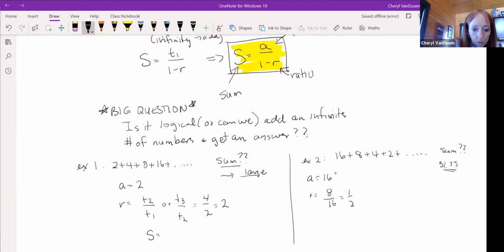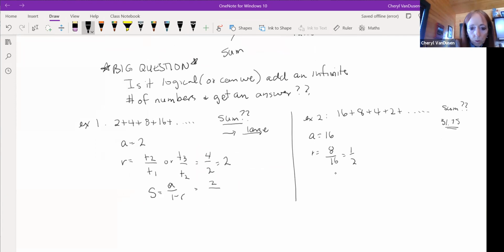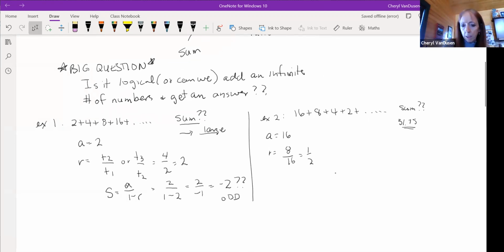So we get S equals A over 1 minus R. Then I can move this up a little bit. So we get 2 over 1 minus 2, which is 2 over minus 1, which is minus 2. That seems like a very odd answer. Minus 2 doesn't even make sense. We'll come back to that in a second. Let's look at this guy.